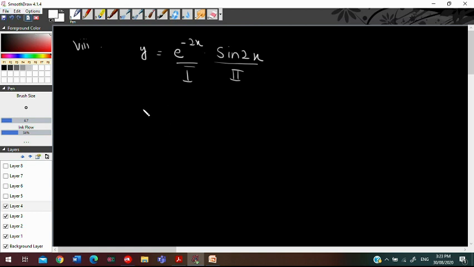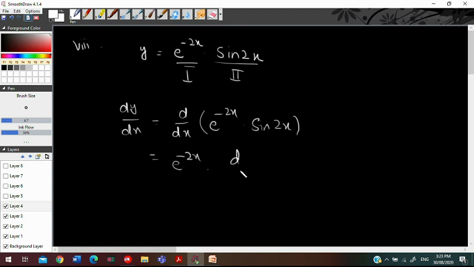We differentiate both sides with respect to x. So dy by dx is equal to d by dx of exponential minus 2x into sine of 2x. So we apply the product rule. Exponential minus 2x will remain the same, and d by dx of sine 2x, plus d by dx of exponential minus 2x, and sine of 2x will remain the same.